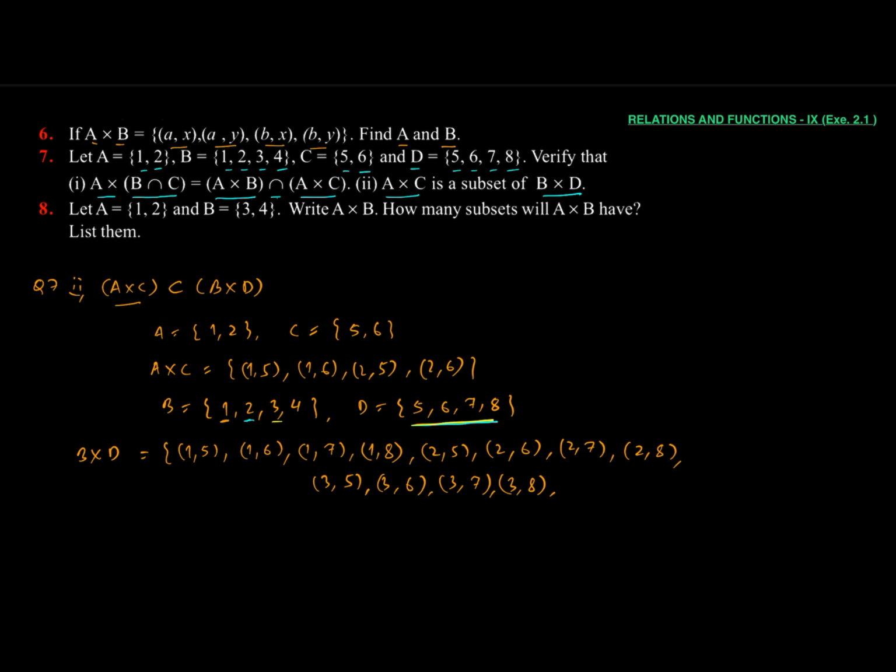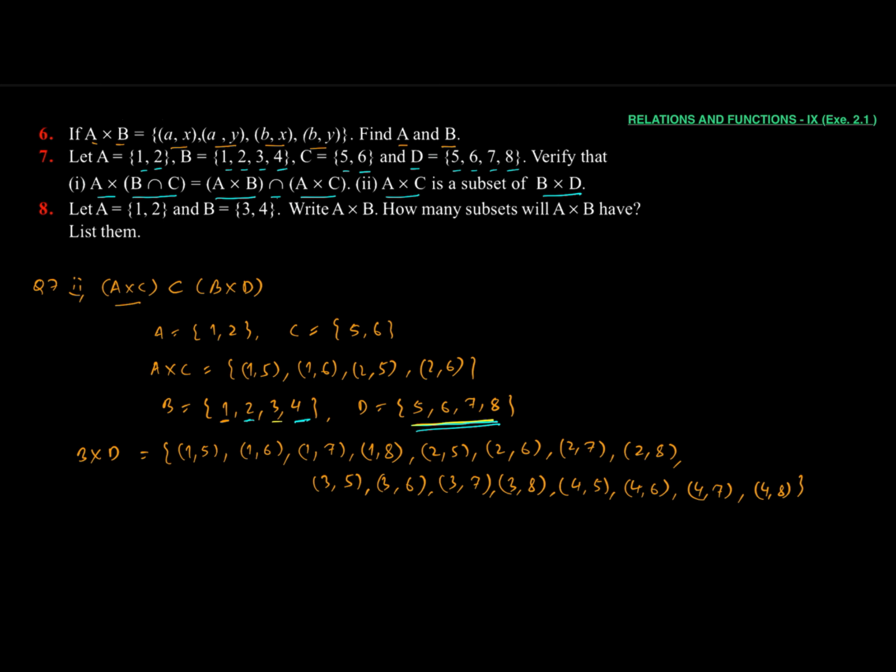And lastly, let's combine 4 with each element of set D. So we'll be having 4 comma 5, 4 comma 6, 4 comma 7 and 4 comma 8. So these will be the elements of the Cartesian product of B and D.